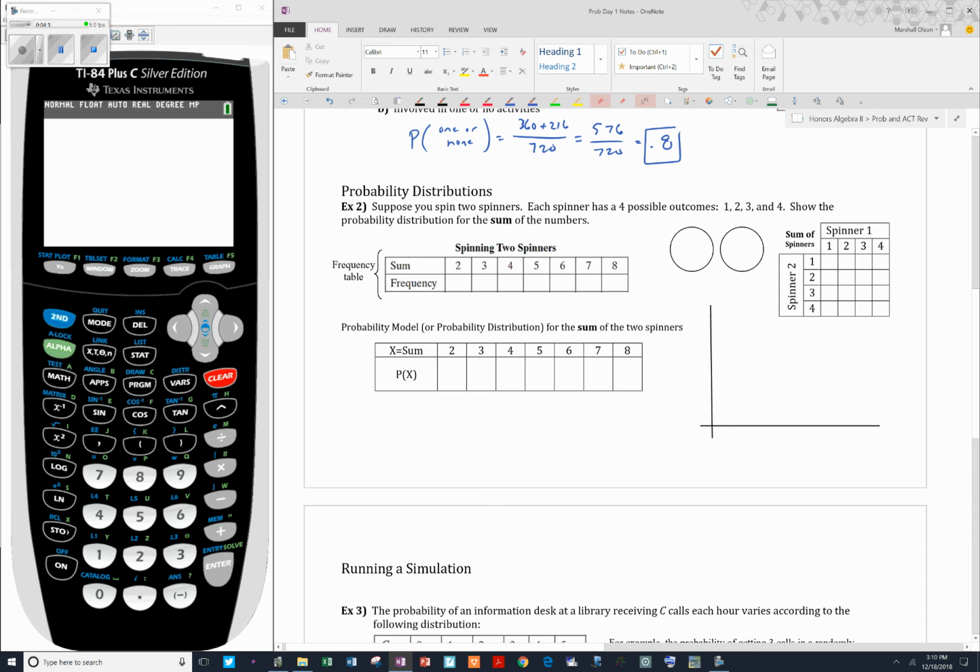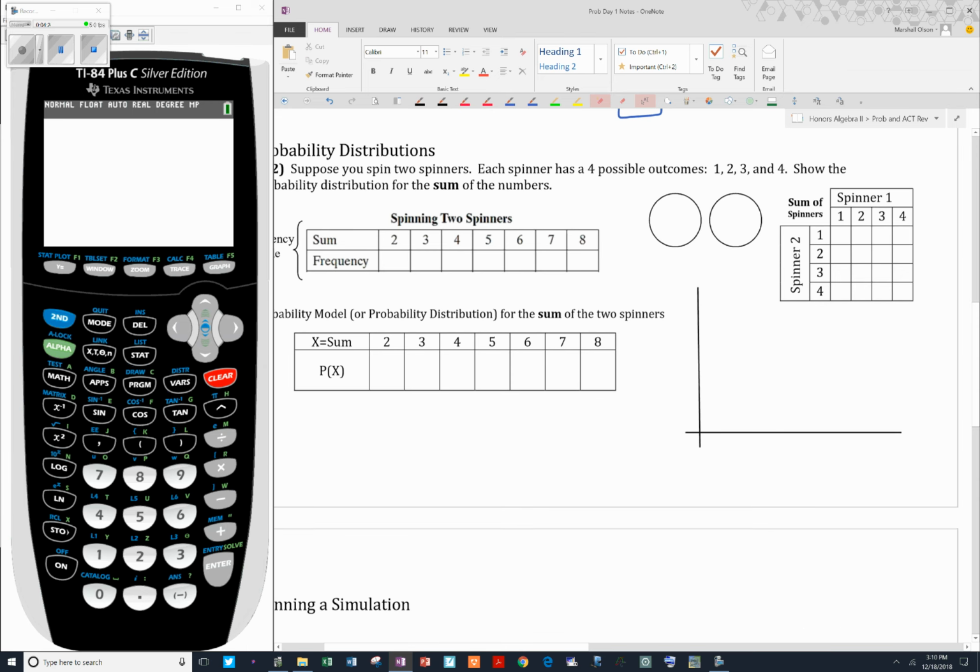So the scenario that we have here is that we're going to be spinning two spinners. Each spinner has 4 possible outcomes, 1, 2, 3, or 4. So I'm just going to kind of show that here. This is a spinner. I'm going to just split it into fourths. So the spinner says 1, 2, 3, and 4 on it. This one also says 1, 2, 3, and 4. And then I'm just going to spin. It's got one of those little arrow things on it that I can hit, and it'll spin around, and it'll land on one of those numbers.